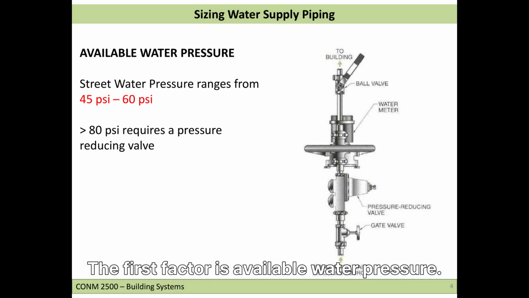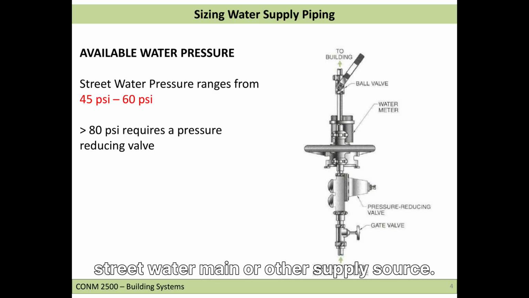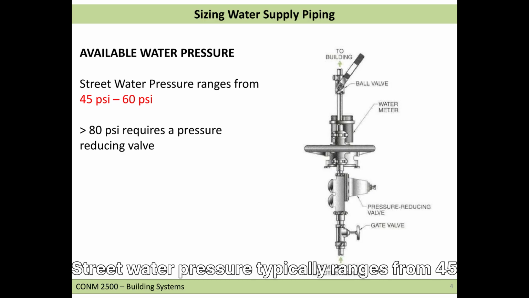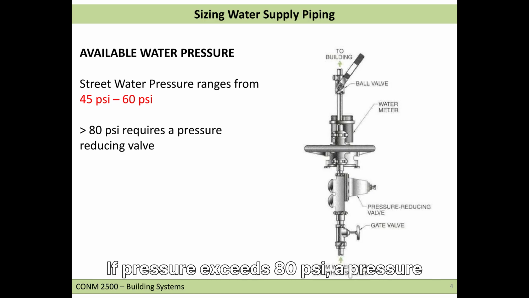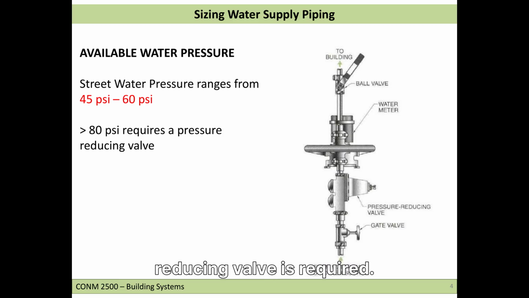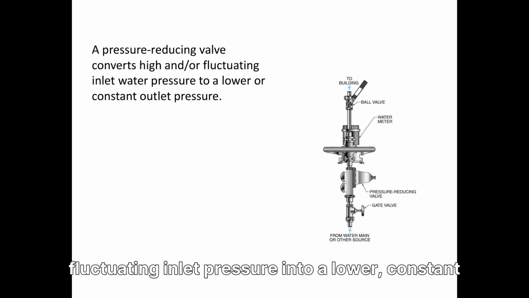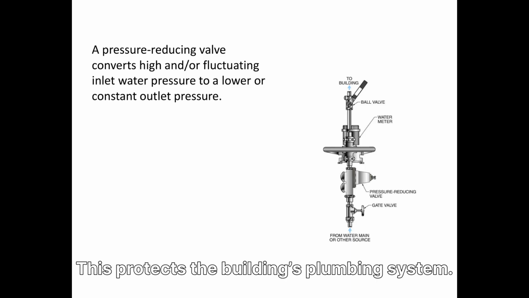The first factor is available water pressure. This is the pressure provided by the street water main or other supply source. Street water pressure typically ranges from 45 to 60 psi. If pressure exceeds 80 psi, a pressure reducing valve is required. A pressure reducing valve converts high or fluctuating inlet pressure into a lower constant outlet pressure. This protects the building's plumbing system.